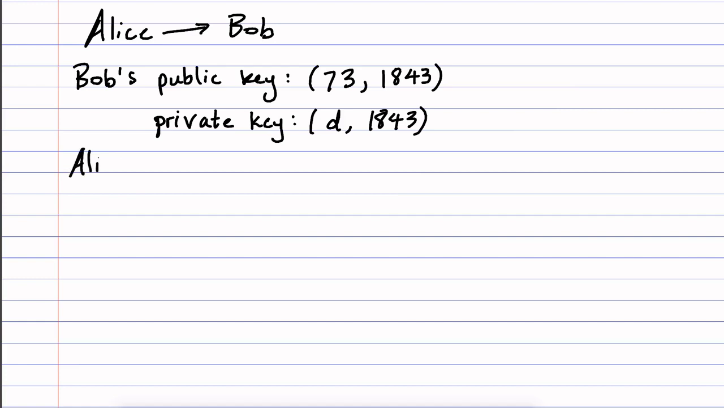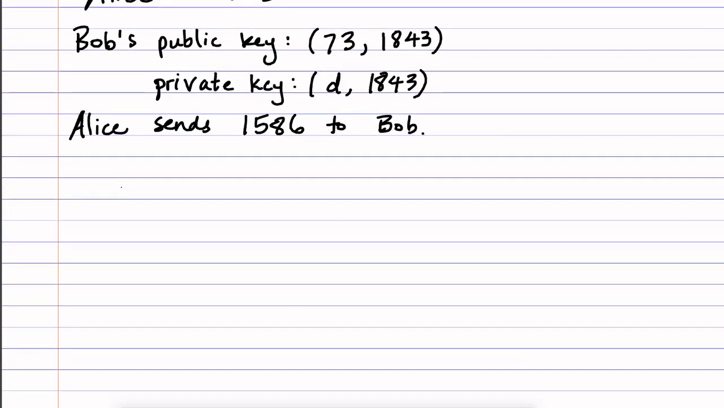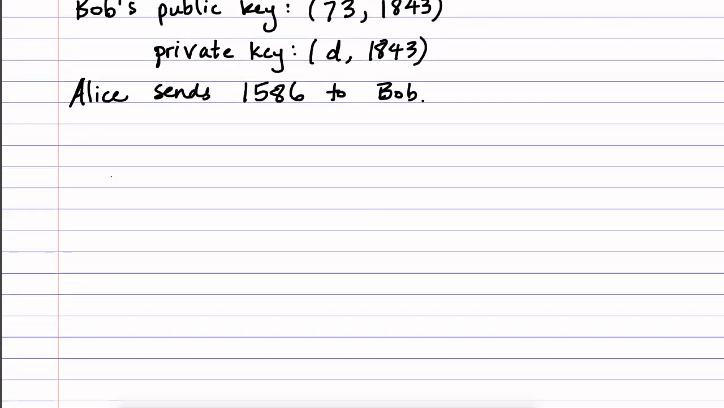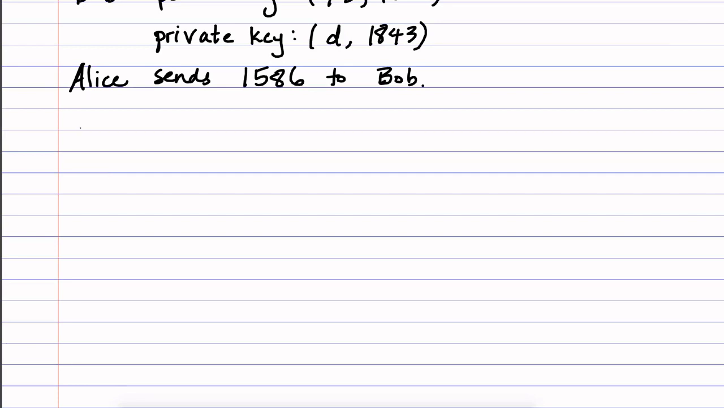Now, let's also throw in a message from Alice so that we have a goal to focus on. So Alice sends the message 1,586 to Bob. So that's some kind of message that she's encrypted using his public key. Now for us to figure out what was the message that she sent, all we need to do is factor 1,843 and use the factorization to compute phi of n, and then we should be able to figure out what the D is in his private key.